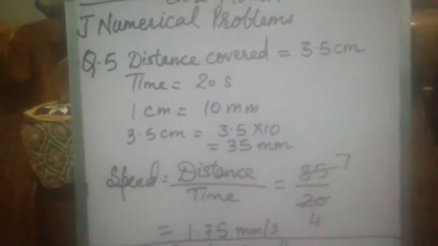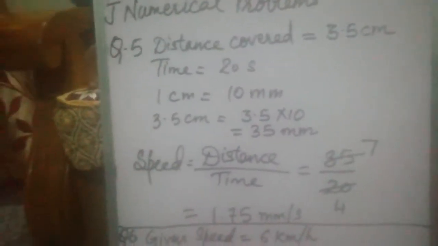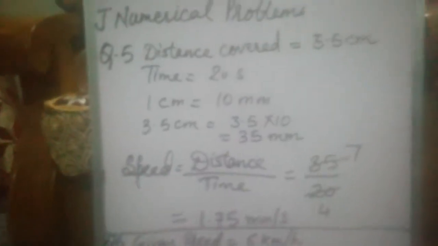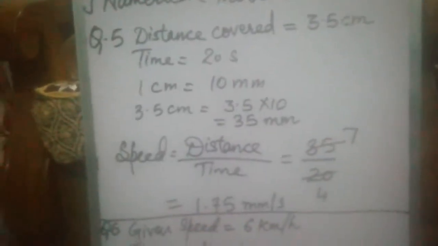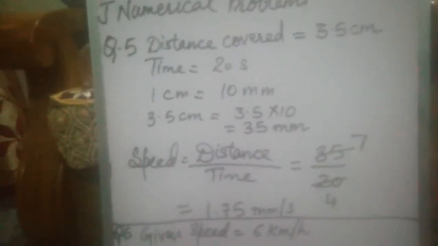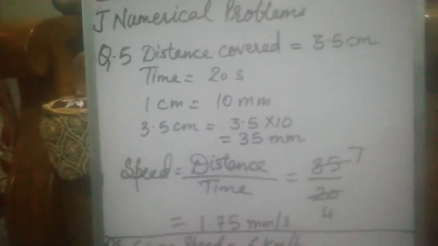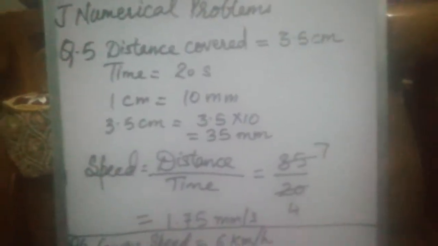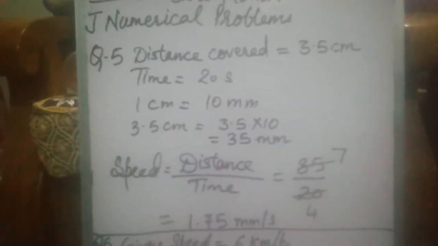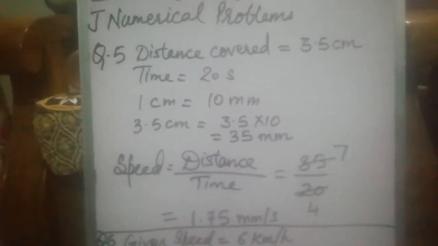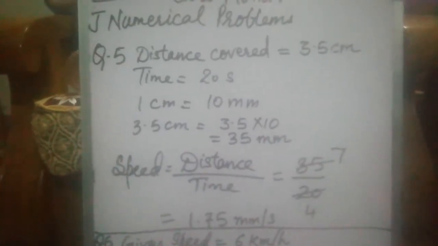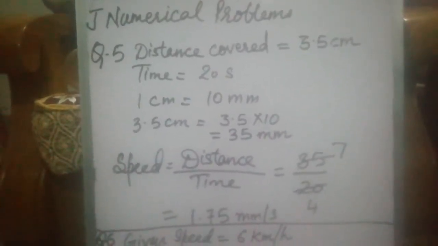Okay children, see question number 5. Question number 5 is, an insect moves through 3.5 centimeter in 20 seconds. Calculate its speed in millimeter per second. So distance covered is 3.5 centimeter. Time is 20 seconds. Now we have to find out the speed in millimeter per second.